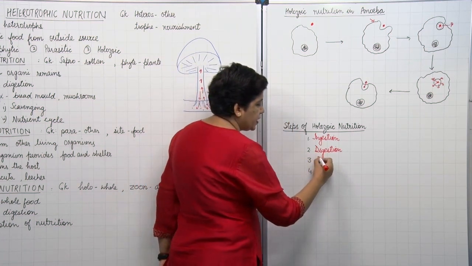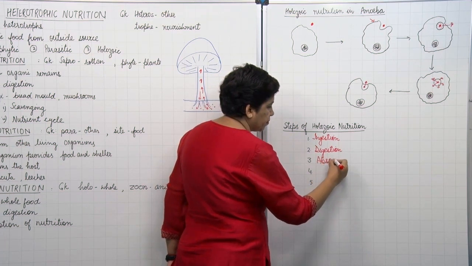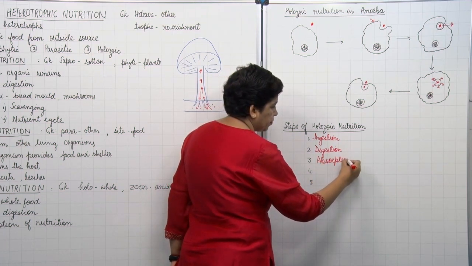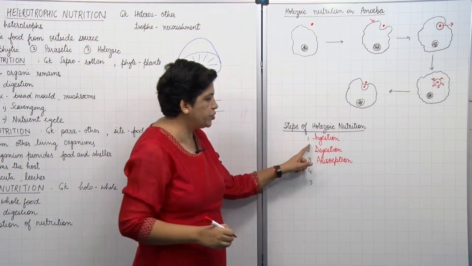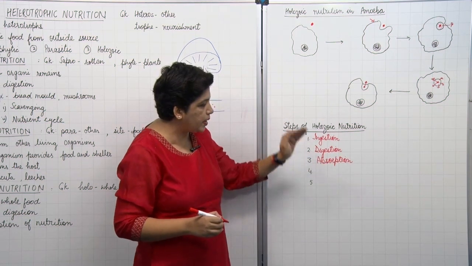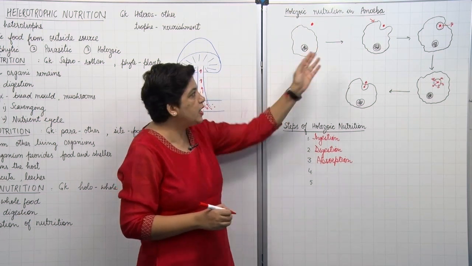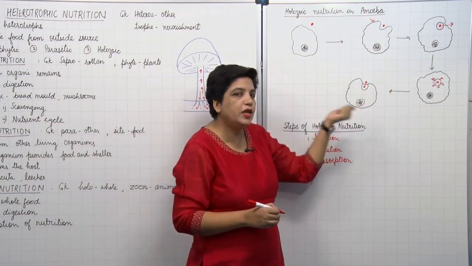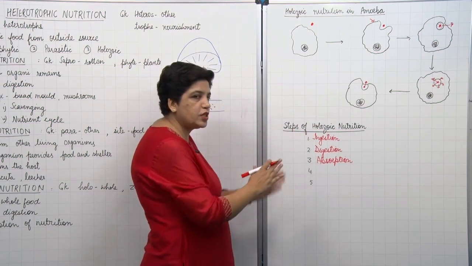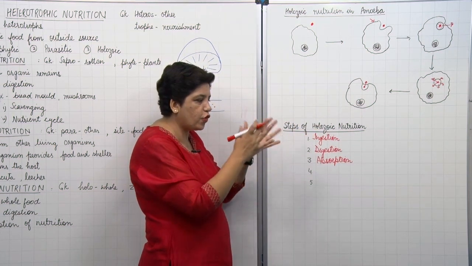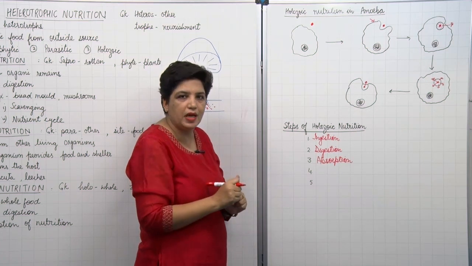The next step is absorption. All those nutrients which are being digested, now they are absorbed into the body. In human beings, they are absorbed into the blood. In amoeba, we just saw, they are absorbed into the cell body. Right? So this process is called absorption, when from the vacuole, the food enters the main body.